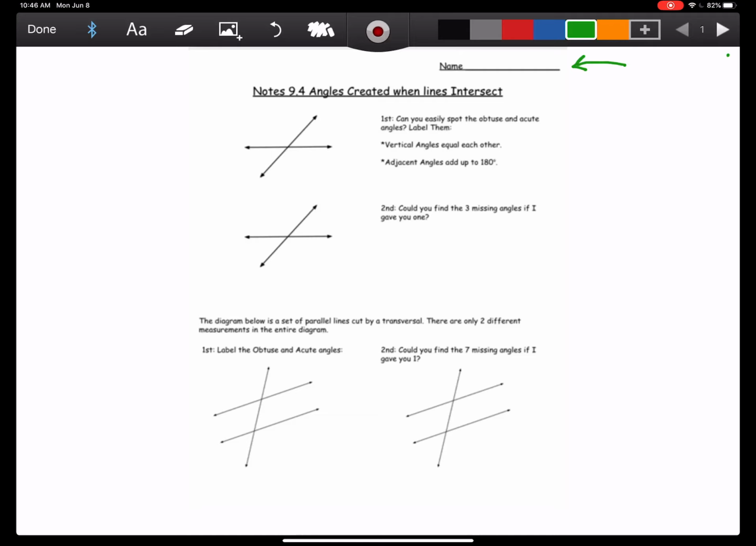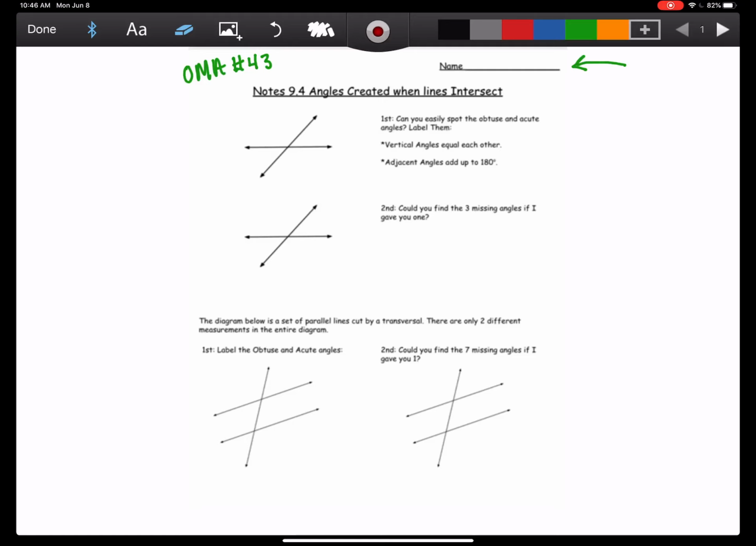Notes 9.4, angles created when lines intersect. Remember to write your name and remember to label it OMA number 43. Okay? Remember that I won't accept it unless your name is written on it, so it's really important that your name is written on the actual piece of paper that you take a picture of.